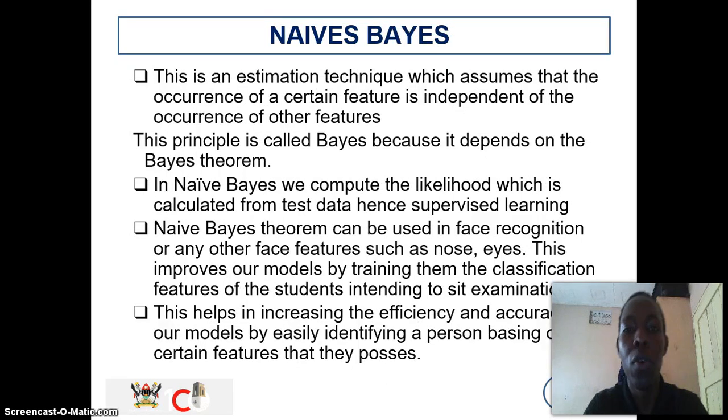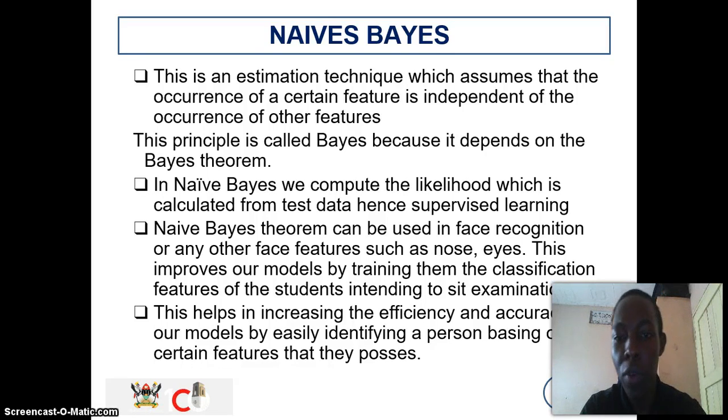There is what we call the Naive Bayes, and this is an estimation technique which assumes that the occurrence of a certain feature is independent of the occurrence of other features. So here we look at the independence of a feature from another feature. It is called Bayes because it depends on Bayes' theorem. And in Naive Bayes, we compute the likelihood, which is calculated from the training data, hence supervised learning.